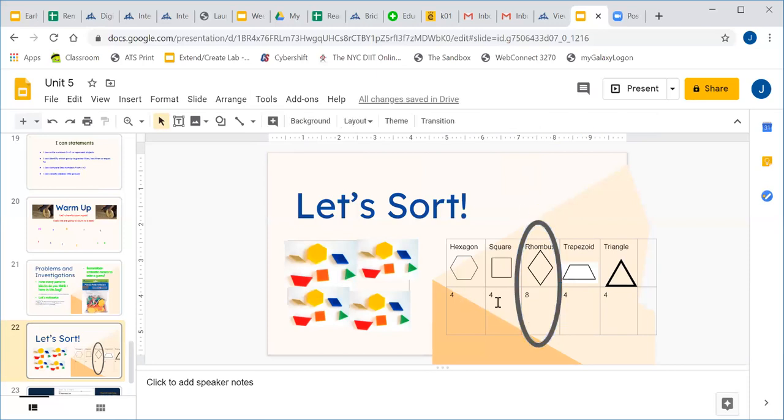Then how about hexagon, square, trapezoid, and triangle? They're all equal. They're equal amounts. There are 4 in each group. Good job sorting, my friend. I'm so proud of you.